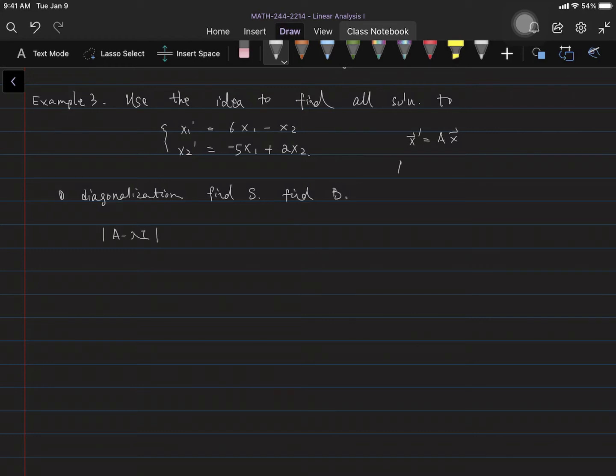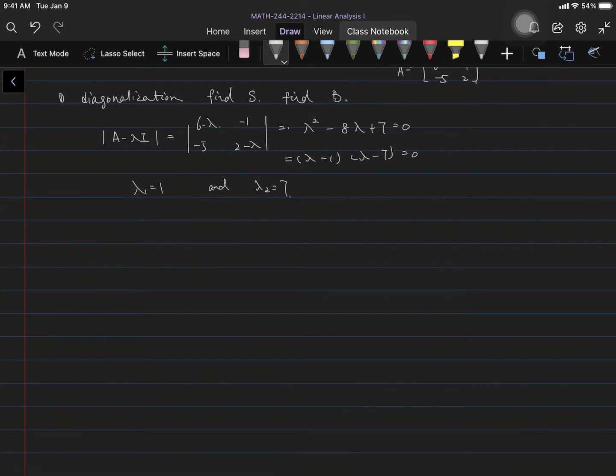And what is A here? A equals 6, negative 1, negative 5, 2. This equals 6 minus lambda, negative 1, negative 5, 2 minus lambda. We do this a little bit quickly, so we skip the detailed calculation, but this is pretty easy. Lambda minus 1, lambda minus 7 equals 0, right? And here we have two eigenvalues, 1 and 7.